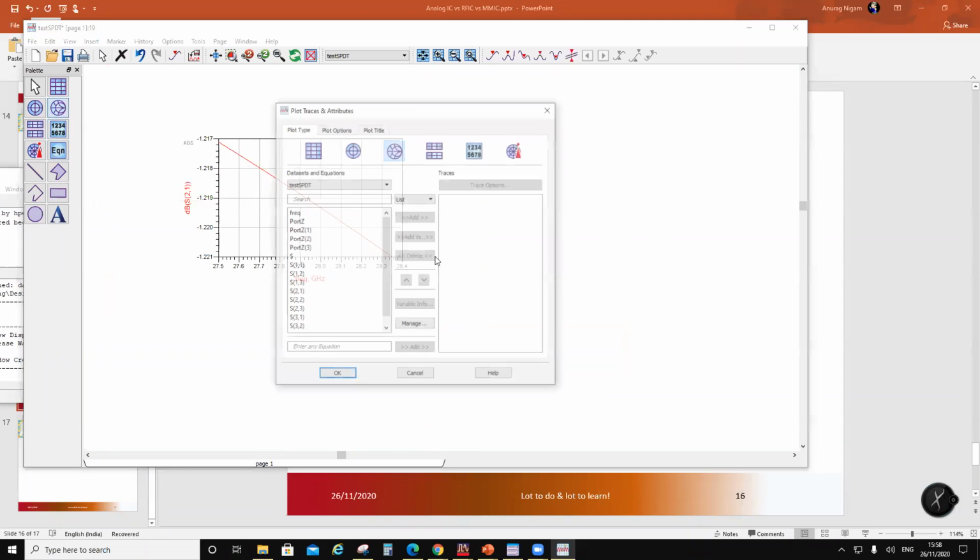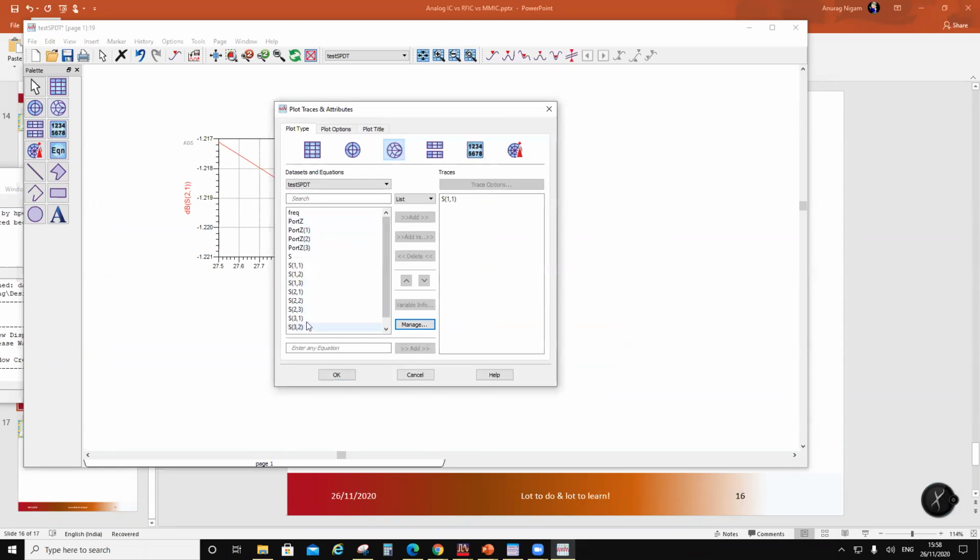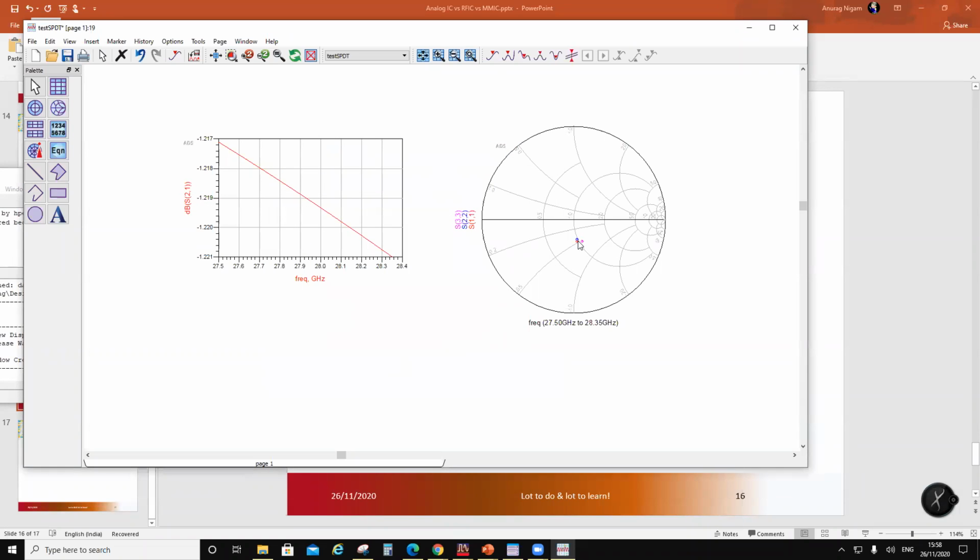So let's look at S11, S22, and S33. Okay, so these are over here. So what if I introduced inductance to move up? I can introduce inductance to move up, and this insertion loss will go down.